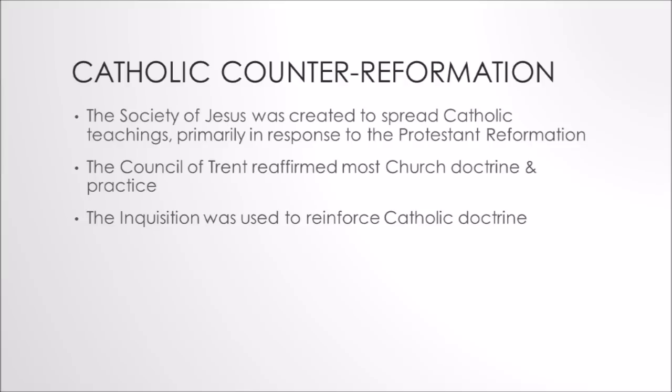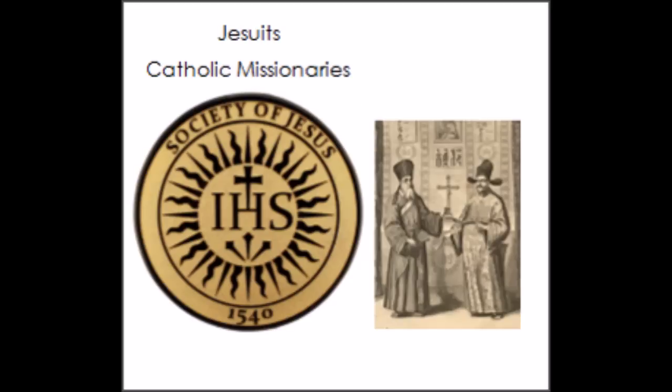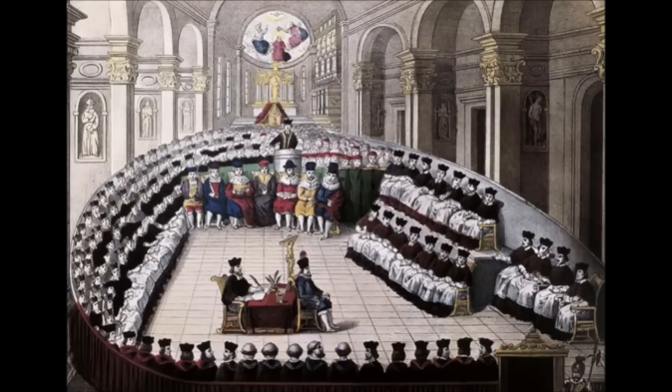Many Catholics did not like the Protestant Reformation, so they created a Society of Jesus, or Jesuits, to spread the Catholic teachings. The Council of Trent reaffirmed most church doctrine and practice. The Inquisition was used to reinforce Catholic doctrine. These are the Jesuits, the Catholic missionaries. And this is a picture of the Council of Trent.